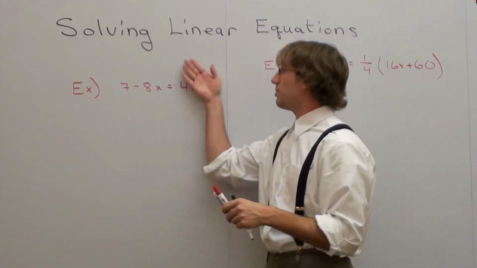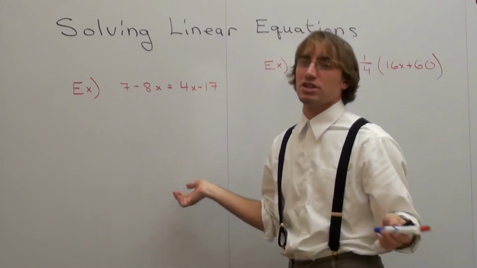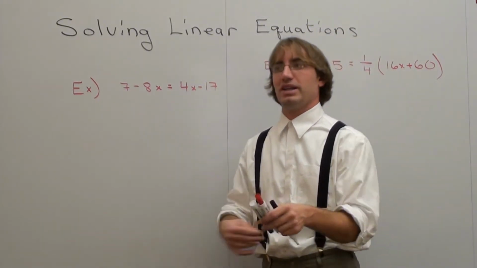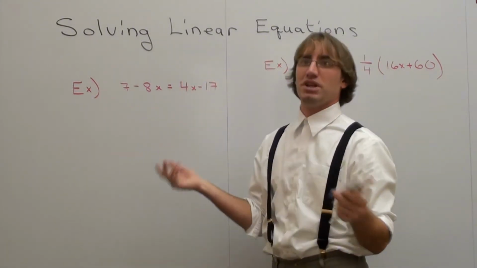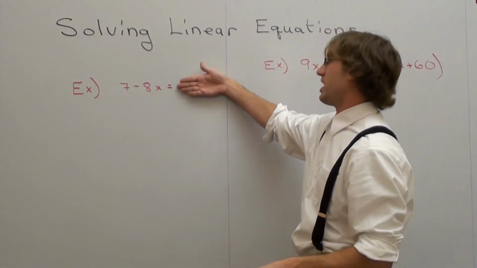Make sure you distribute and combine like terms on each respective side before you start moving things around. Make sure you use either the reciprocal property, distribution, or combining like terms. Do what you're supposed to do on each respective side before you start manipulating the entire equation. With that said, is there anything I can do with this?